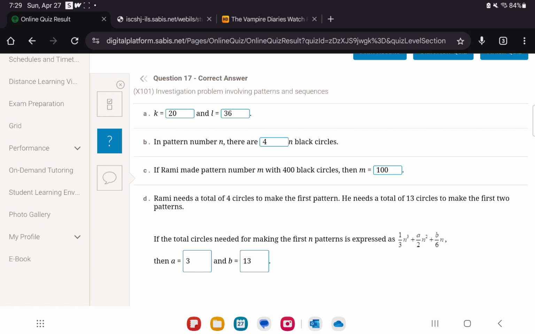So I just realized my video was paused while I was explaining. So I think I stopped at C and I'll re-explain D, okay?